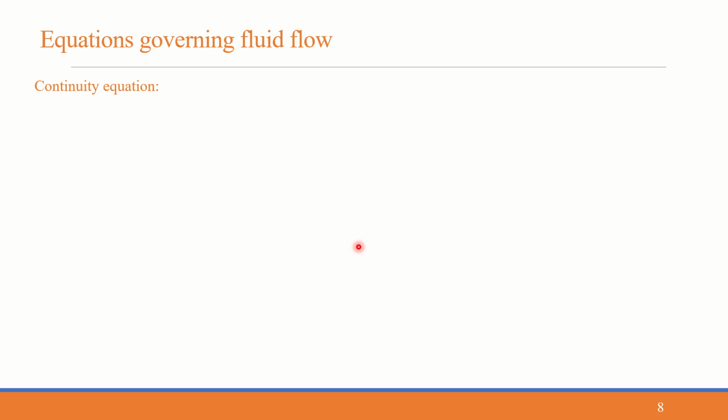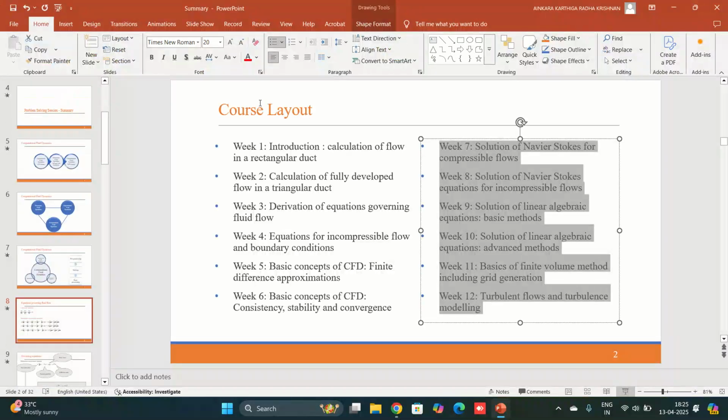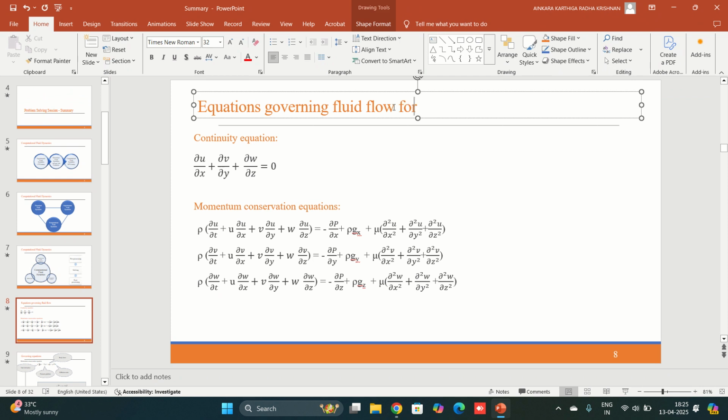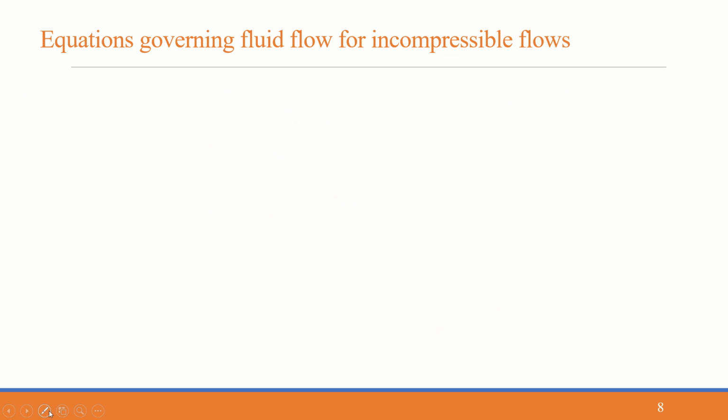These are generic equations. So the first one we have is the continuity equation, and it is for incompressible flow systems. So it is dou u by dou x plus dou v by dou y plus dou w by dou z equal to 0 for incompressible flows.